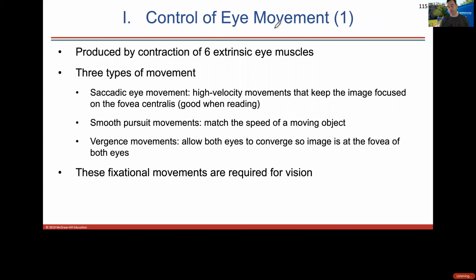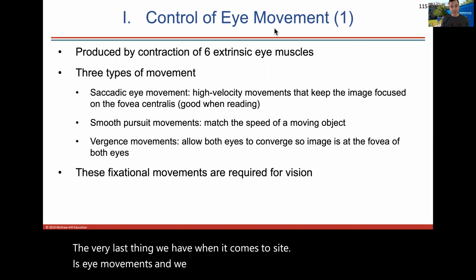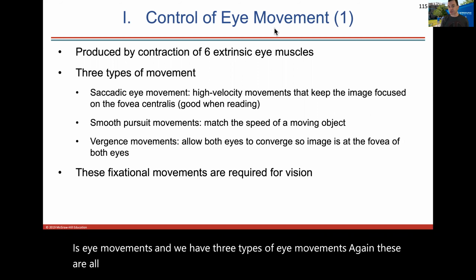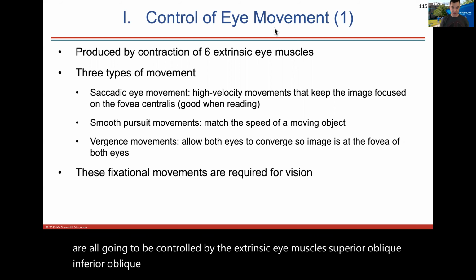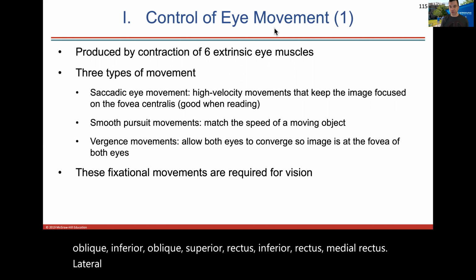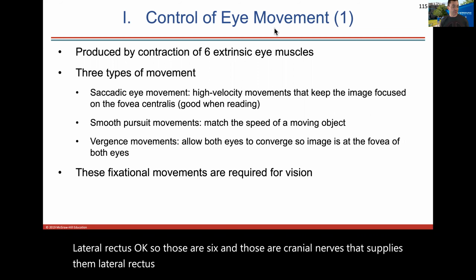The very last thing we have when it comes to sight is eye movements. And we have three types of eye movements. Again, these are all controlled by the extrinsic eye muscles: superior oblique, inferior oblique, superior rectus, inferior rectus, medial rectus, lateral rectus. Those are our six, and those are the cranial nerves that supply them. Lateral rectus is supplied by cranial nerve 6, superior oblique by cranial nerve 4, and the rest of them are supplied by cranial nerve 3.